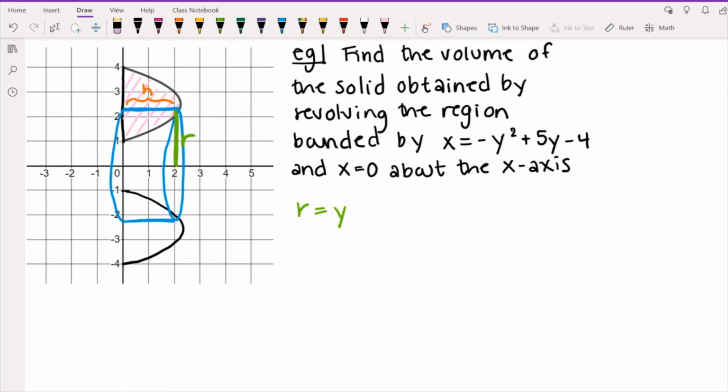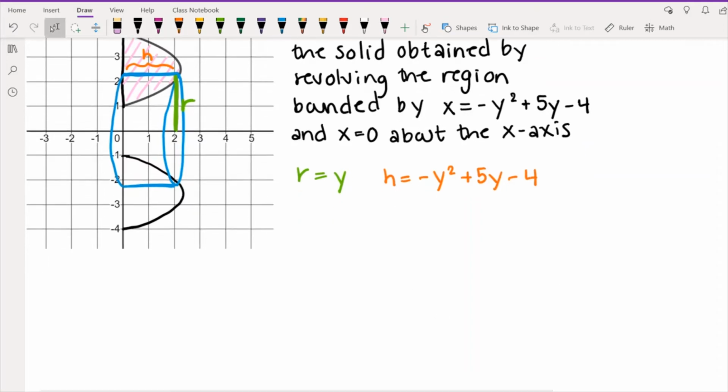So basically the parabola is what determines where the corner of the cylinder is, it's going to give you a relationship between x and y. And so if the radius is y, then the height is going to be whatever you get by plugging y into this equation. And so we can say that the height is equal to negative y squared plus 5y minus 4.